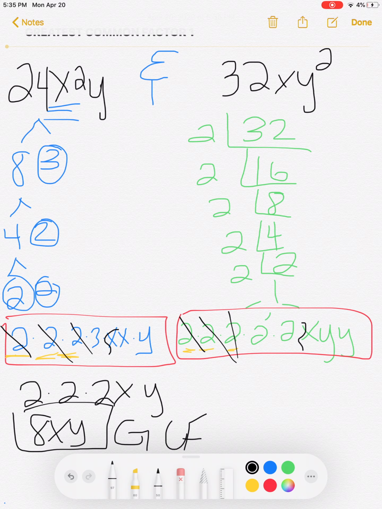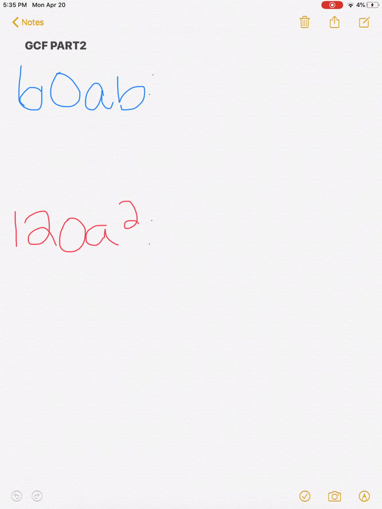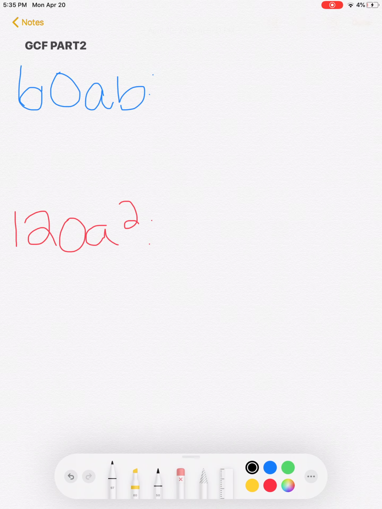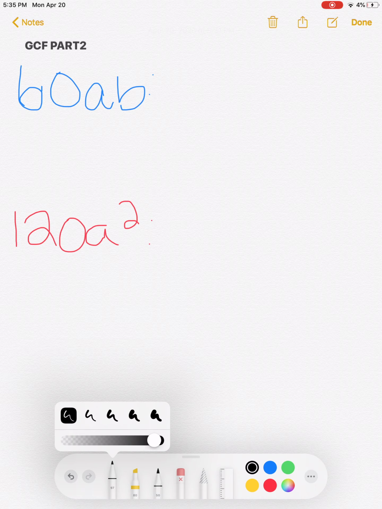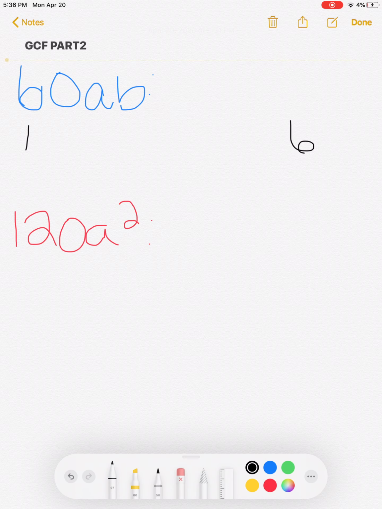You can do the prime factorizations of each one, which I'm going to be honest, I think this method's a little bit more complicated. And then here is method number 2. This time we are finding the greatest common factor of 60ab and 120a squared. So we are going to list out the factors of 60. In other words, what are the numbers that can be multiplied to give you 60. For example, we could multiply 1 times 60, 2 times 30, or 3 times 20 to give me 60.